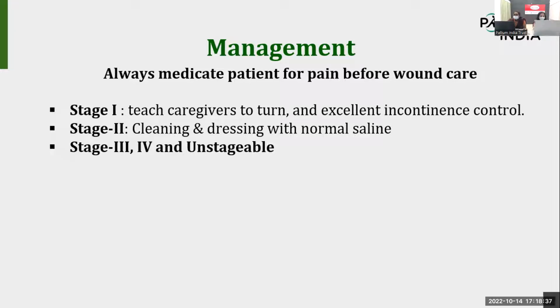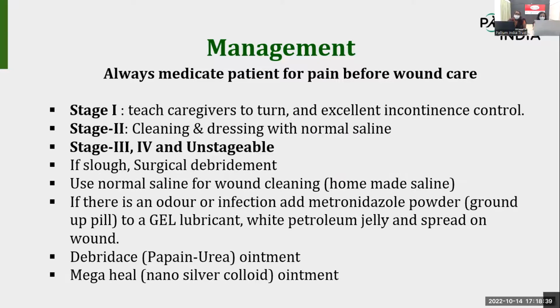Third, fourth, and unstageable wound management. If there is slough, black necrotic tissue there, if possible, you can do surgical debridement. Use normal saline for wound cleaning. We usually teach the patients about homemade preparation of saline. I'll tell you later how to make a homemade saline.